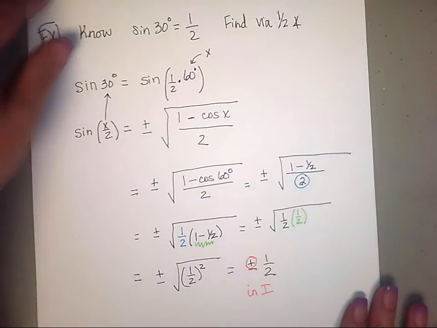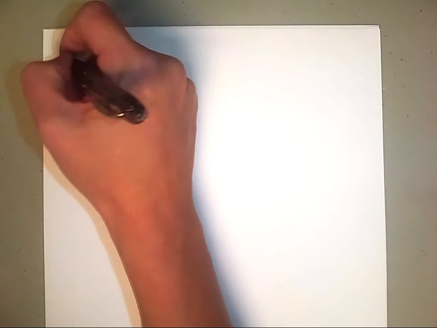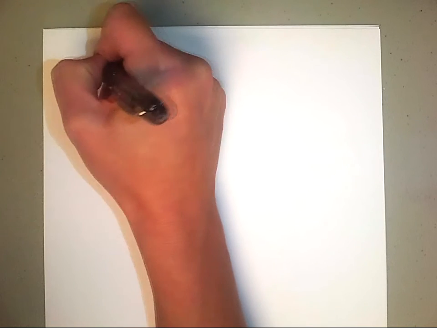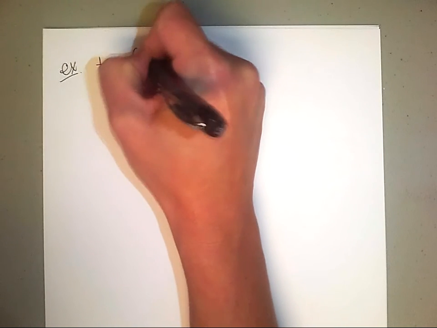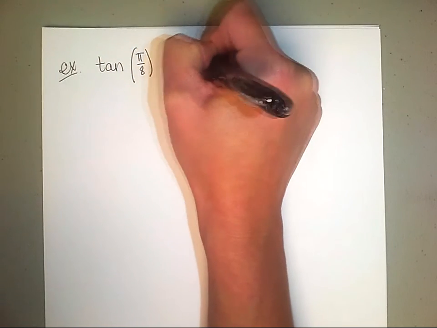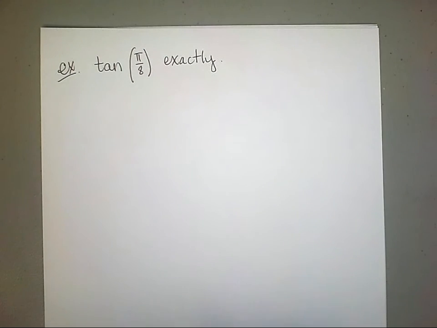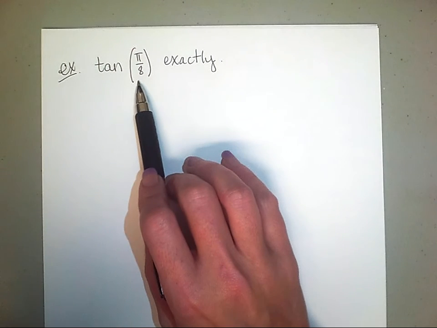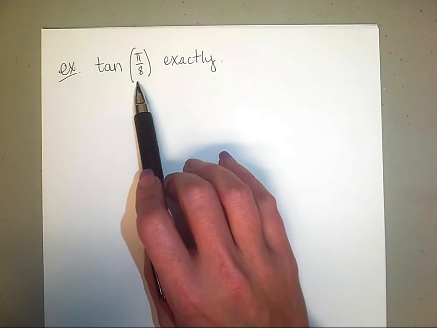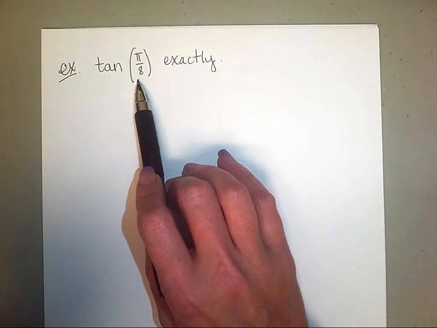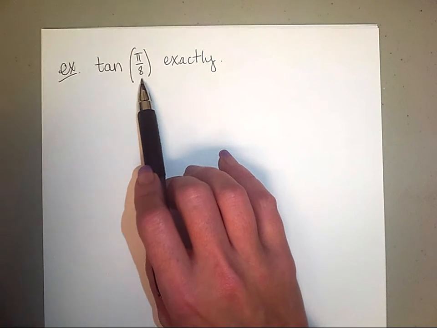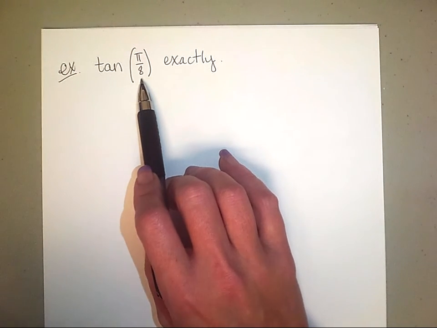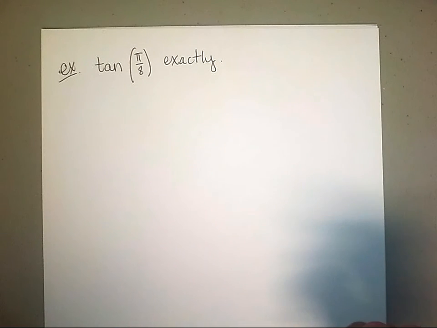Let's do one in radians. Let's find the tangent of pi over 8 exactly. Okay. Now, your clue that you're going to need to be using some different formulas, or double and half angles, is that this is not an angle that we know exactly on the unit circle. Okay? So as soon as that's an angle that you don't know exactly, you need to be thinking half angles, double angles, sum formulas, difference formulas.